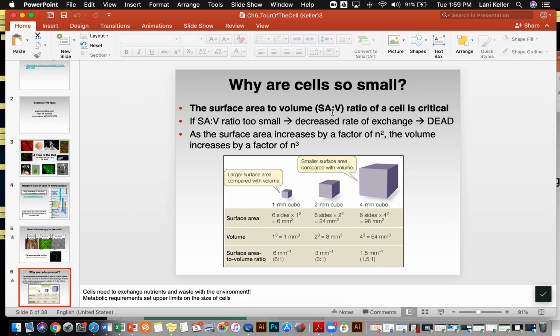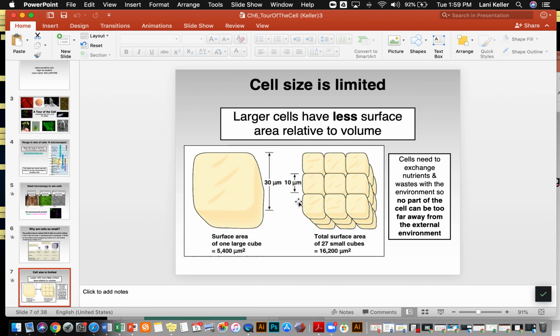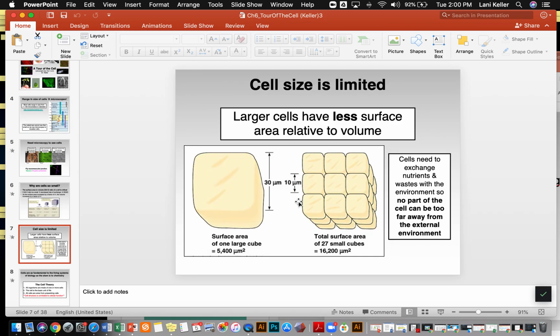Cells are very small because they must keep their ratio of surface area to volume very, very big, right? We need big surface area to volume in order to get things out and into the cell. So make sure that you understand that concept. Larger cells, less surface area to volume ratio. So we want small ones.